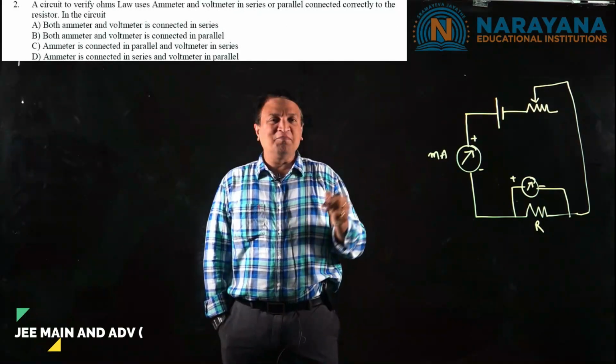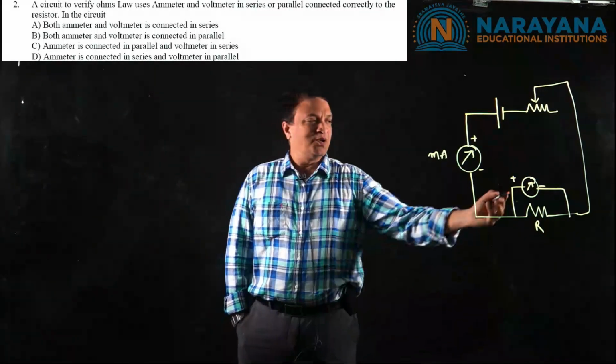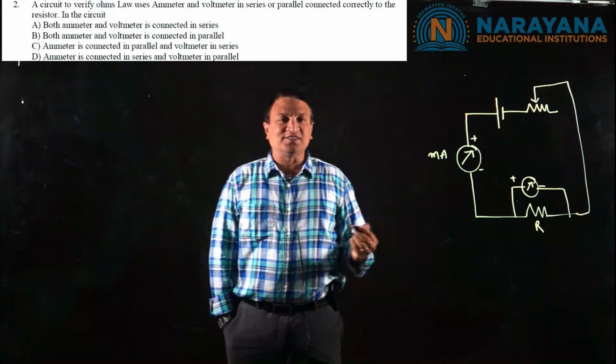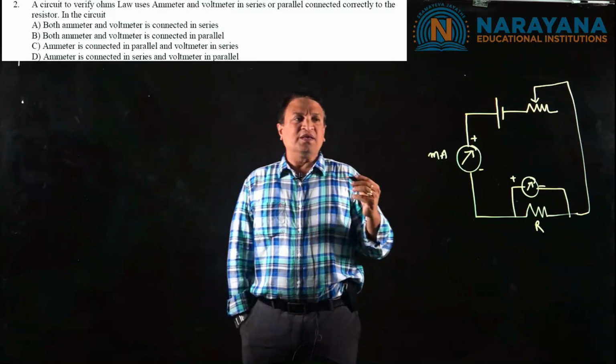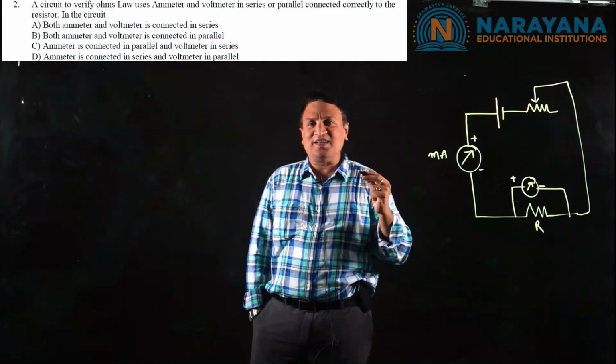Clearly, ammeter is connected in series. Voltmeter is connected across the resistance. So therefore, ammeter is connected in series. Voltmeter is connected in parallel.